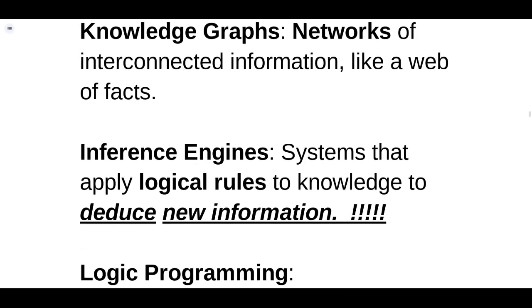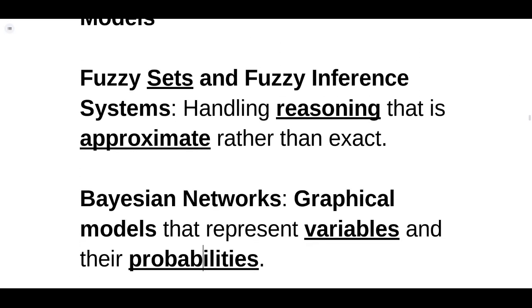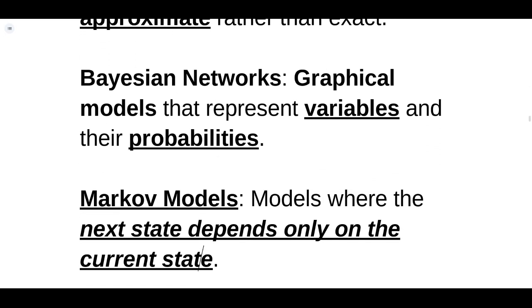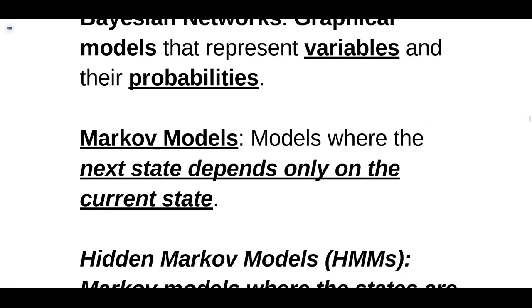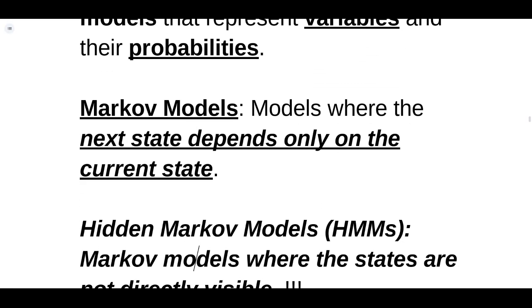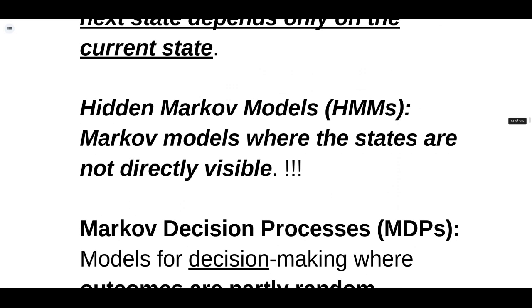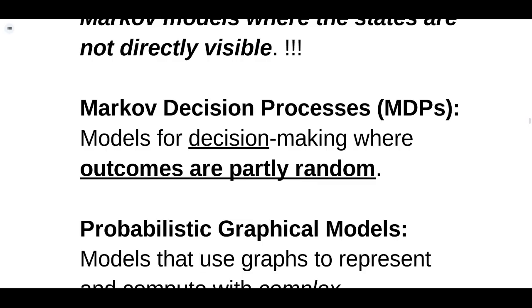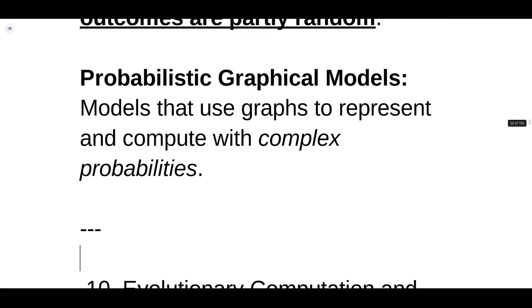So in fuzzy logic and probabilistic models, we have fuzzy sets and fuzzy inference systems for approximate reasoning, then Bayesian networks with the variables and probabilities, Markov models where the next state depends only on the current state, then hidden Markov models, where states are not directly visible, Markov decision processes where outcomes are partly random, and probabilistic graphical models.